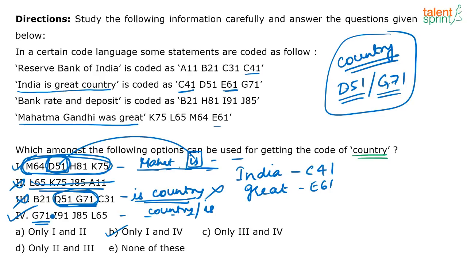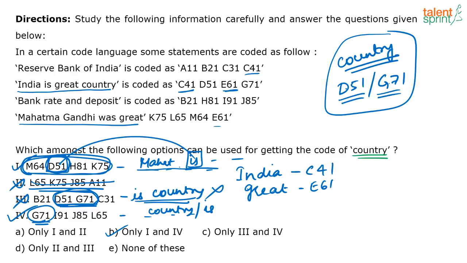If you look at option 1 and 4, in option 1 there is only D51. So if they give the corresponding statement to that, I will be able to say which is the code for is and which is the code for country. Similarly, in option 4 there will only be G71. Again, if the statement is given, based on that I can say which is the code for is and which is the code for country. So the correct answer for this is only 1 and 4. If you actually understand it, it's very, very easy.